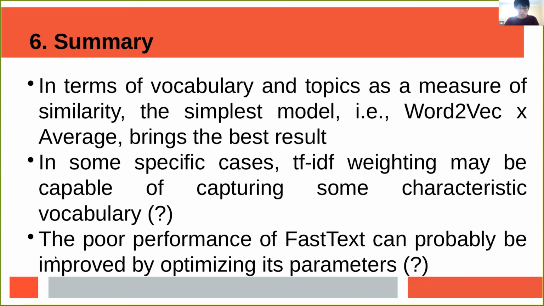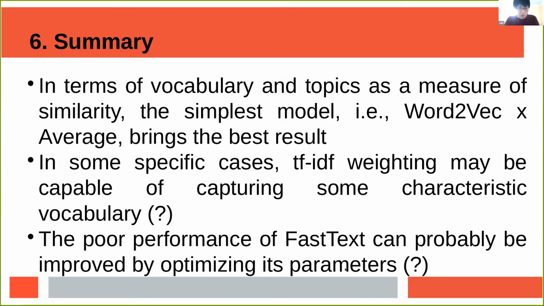And concerning the poor performance of fastText, it is also very surprising because it is generally said fastText is effective for morphologically rich languages. This time I used a Python library called Gensim for fastText, and I simply applied it without changing the default parameters. And I guess the poor performance of fastText can probably be improved by optimizing its parameters.